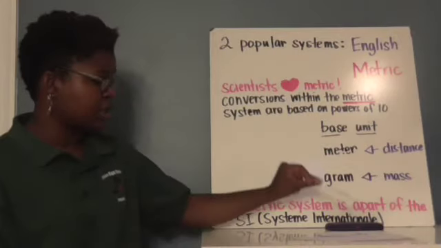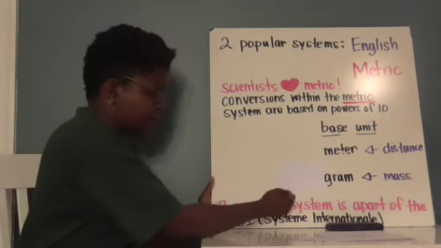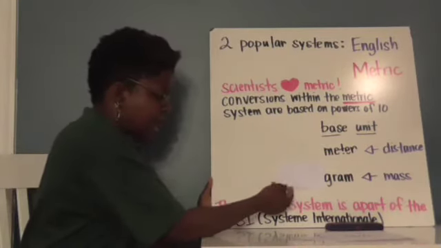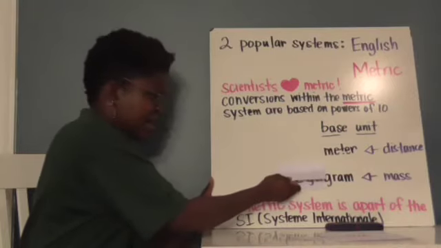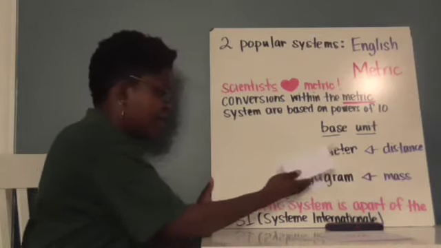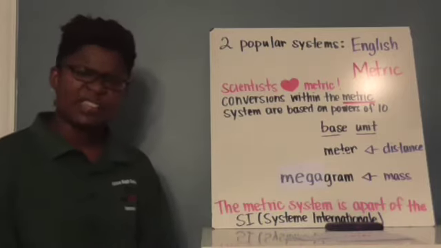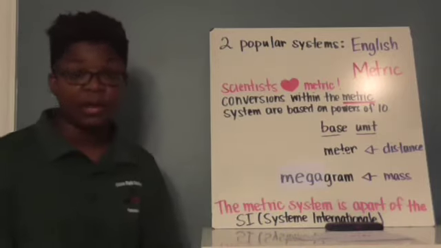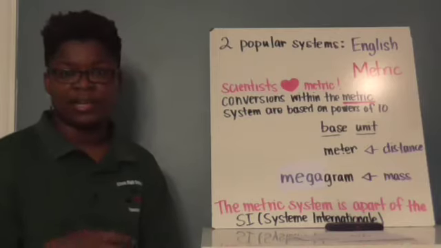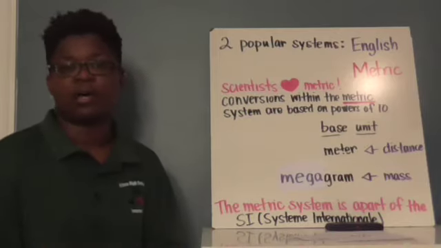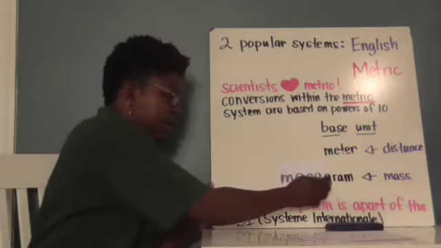Now, I also could look at the gram, which is a base unit as well. It's a base unit for mass. And we're going to go bigger this time. So we have a megagram. Now, a megagram, the prefix mega means 1,000,000 times. Think of like a megabyte in terms of your internet usage, or a gigabyte in terms of your flash drive. Okay, it's a pretty big unit.